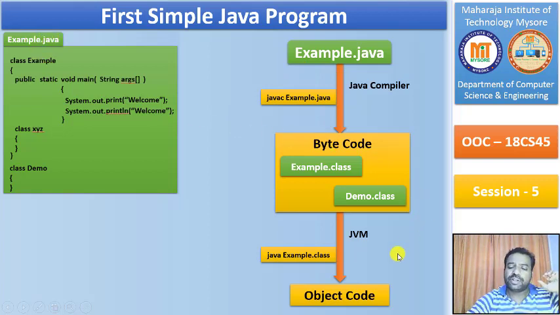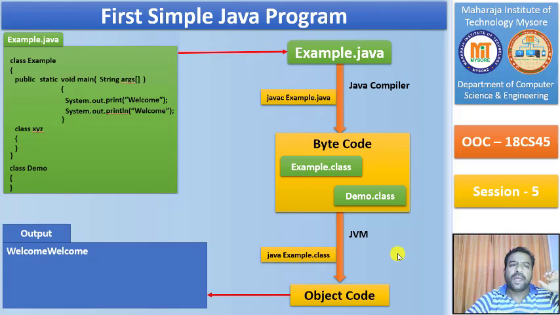I hope you are clear enough with this. And once this is done, the source code is the input for the compilation, which produces the bytecode, the object code. And once I start the execution, this is the output I'm going to get. The welcome in the same line, both the welcomes on the same line because of the print function. If it was println, I would have had welcome in the second line. This is what the first simple Java program should look like. I hope you're clear with this. If you have any doubt, I'm going to have a discussion on that later on.